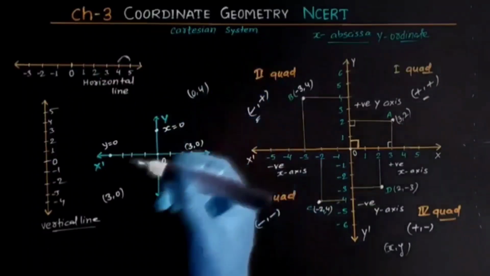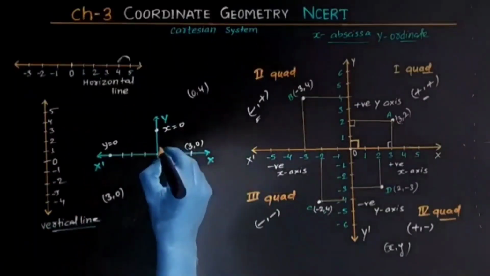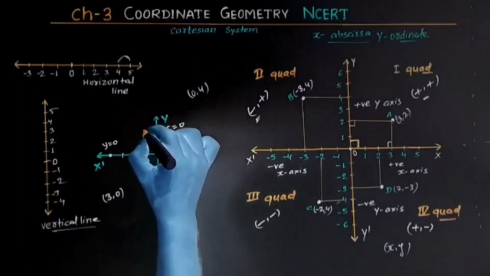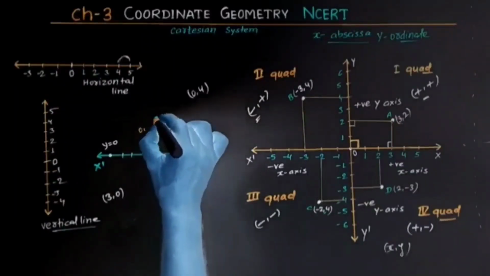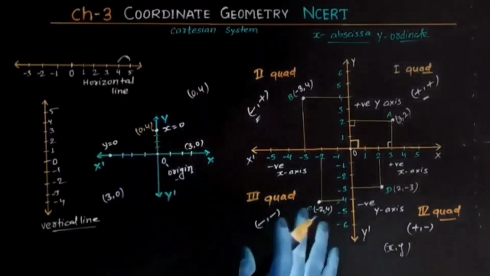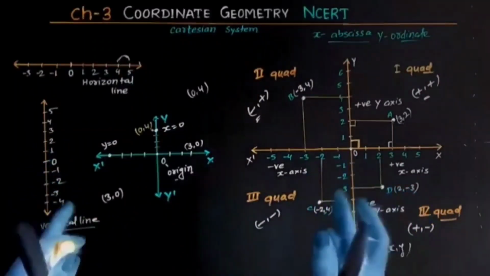But on y-axis there are two directions, OY as well as OY dash. Here it is 0, 4 and that's why it is in the positive y direction, means upward direction. So 0, 4 lies on y-axis in the upward direction, on the OY ray of line Y dash.